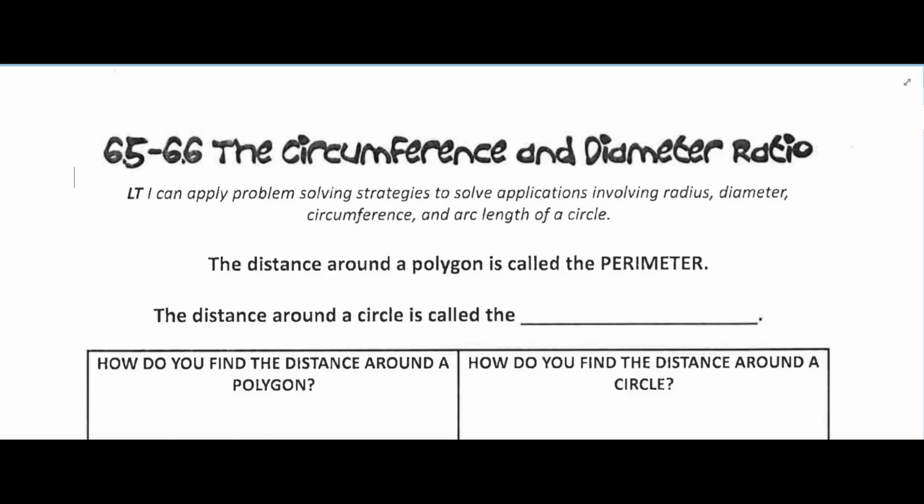In this video, we're going to continue with Chapter 6, talking about circles. We're going to be discussing circumference and diameter.